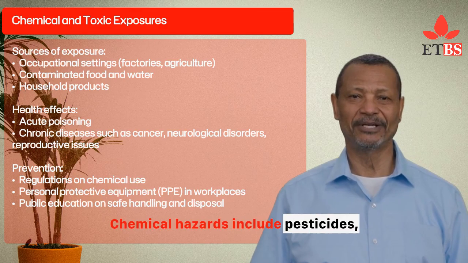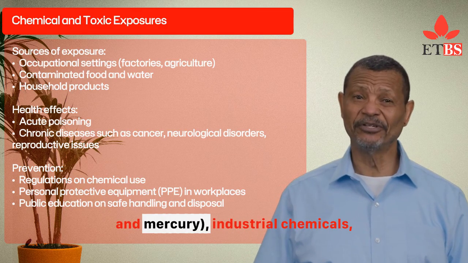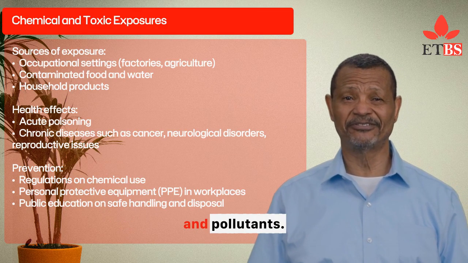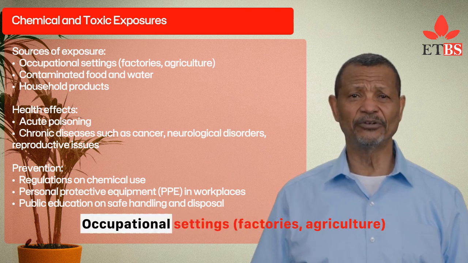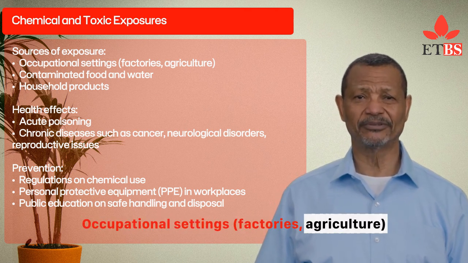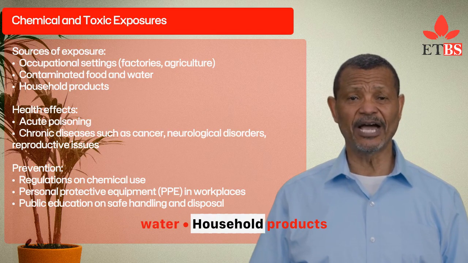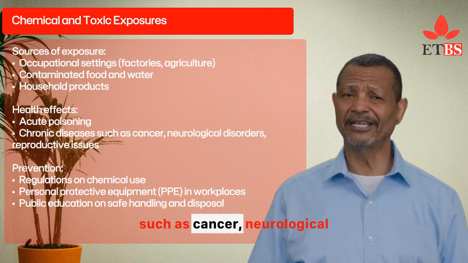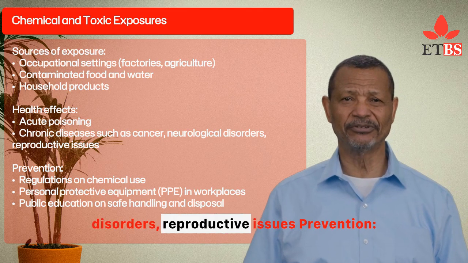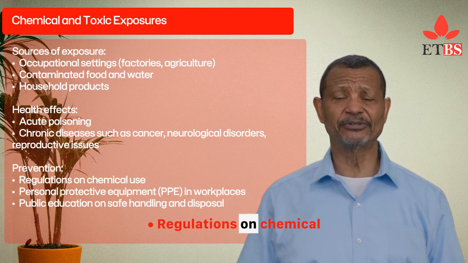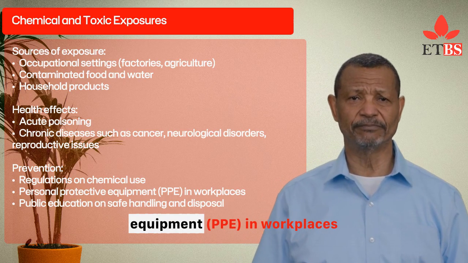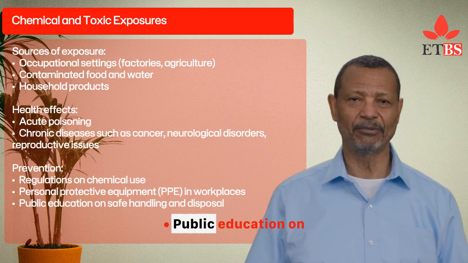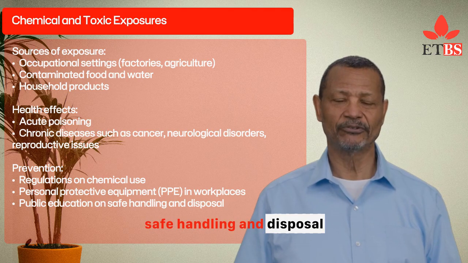Chemical hazards include pesticides, heavy metals like lead and mercury, industrial chemicals and pollutants. Sources of exposure: occupational settings, factories, agriculture, contaminated food and water, household products. Health effects: acute poisoning, chronic diseases such as cancer, neurological disorders, reproductive issues. Prevention: regulations on chemical use, personal protective equipment, PPE, in workplaces, public education on safe handling and disposal.